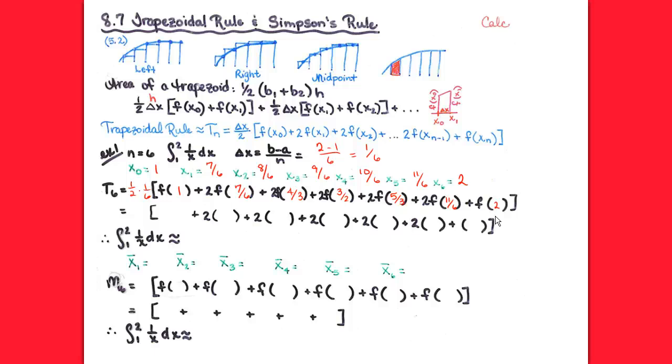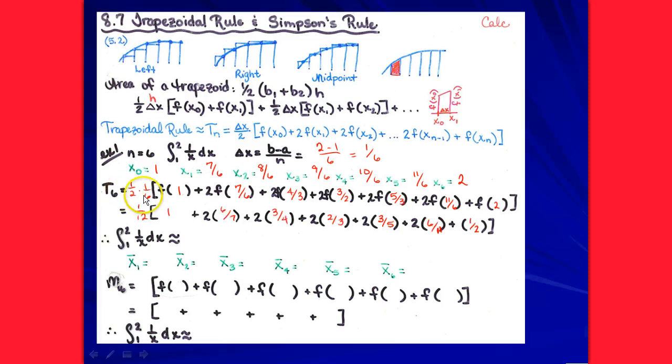Now for this particular function, I've got 1 over x. So when I plug each of these values into the function, I'm just going to get the reciprocal, right? So we could go through then and we could say 1/2 times 1/6 is 1/12. And so when I plug 1 in, I'm going to get 1. Plug in 7/6, then I'll get 6/7. 4/3 flipped is 3/4. Reciprocal of 3/2 is 2/3. 5/3 becomes 3/5. 11/6 becomes 6/11, and 2 becomes 1/2.